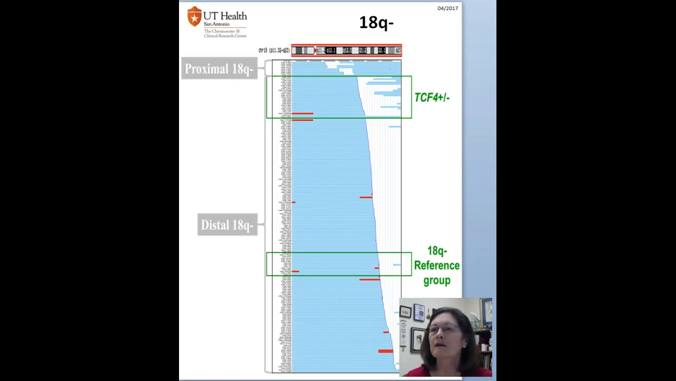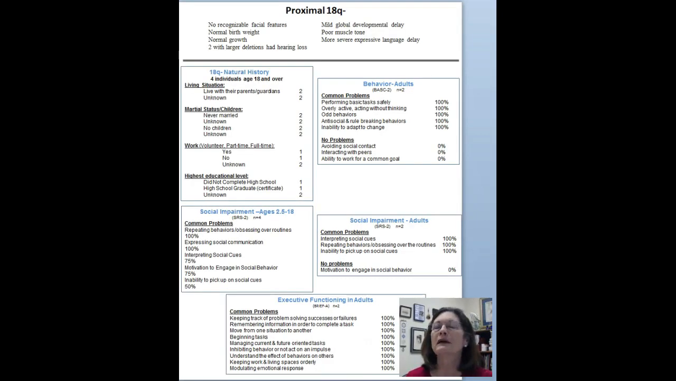So some of the information we have about the skills and the achievements of people with 18q- are in the following slides. So this is proximal 18q-, so that's a small group of people who have the interstitial deletions that are closer to the centromere. And I think this is self-explanatory. It is information about that group.